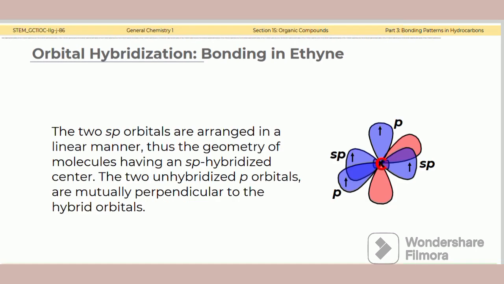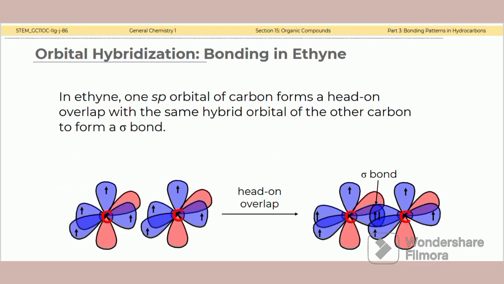The two sp orbitals are arranged in a linear manner, thus the linear geometry of molecules having an sp hybridized center. The two unhybridized p orbitals are mutually perpendicular to the hybrid orbitals. In ethyne, one sp orbital of carbon forms a head-on overlap with the same hybrid orbital of the other carbon to form a sigma bond.